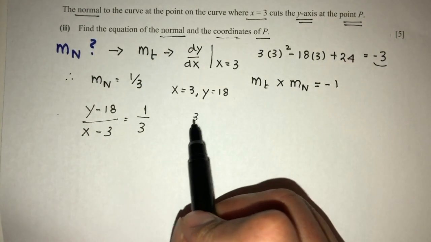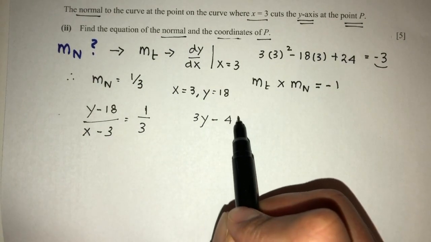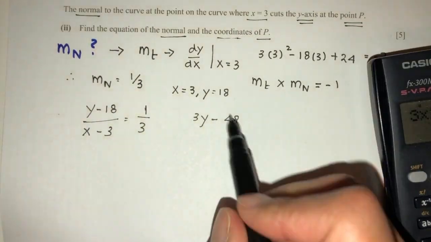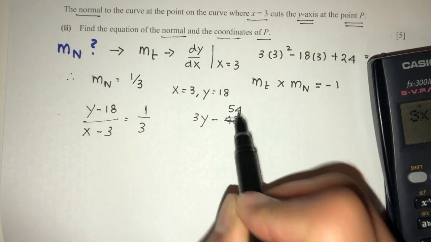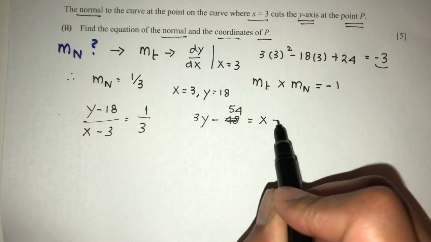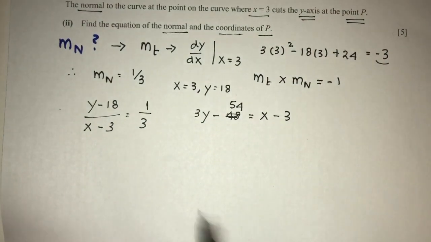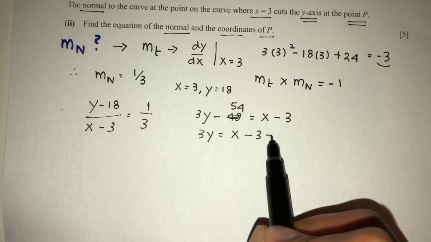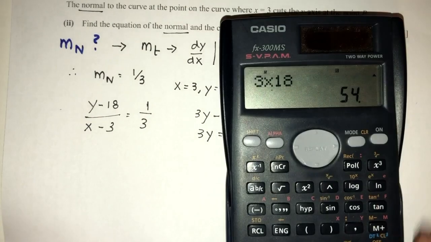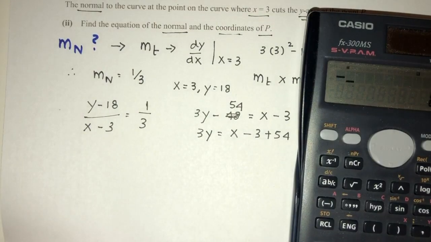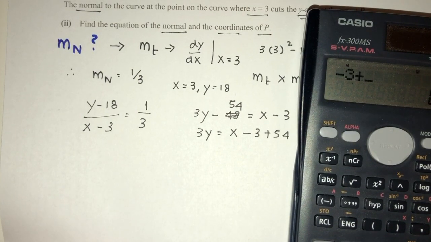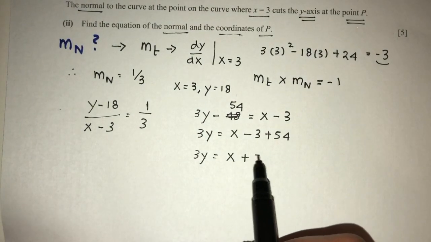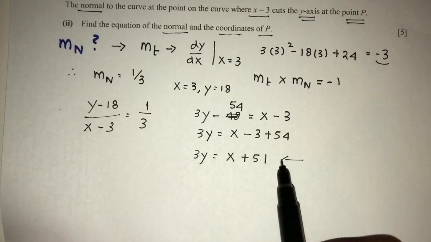You will have 3y minus 48. Well, let's check. 3 times 18, 54. You see, I made a mistake. So we have to always check in exams because you don't want to be too confident. So that will become 3y. That will be x minus 3 plus 54. So let's find this. So that will be minus 3 plus 54. So minus 3 plus 54, that should be 51. So 3y has to be x plus 51. So this is the equation of the normal.